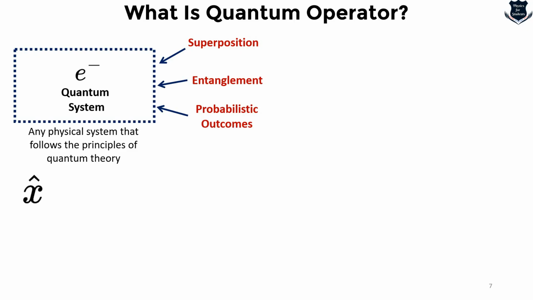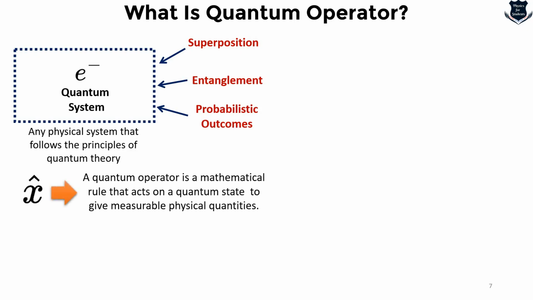Now what we are denoting is X with a hat, and this is what is called a quantum operator. Don't get confused with a unit vector, because sometimes in certain books I have seen that it is written with a hat on the top, but this is what is called a quantum operator.